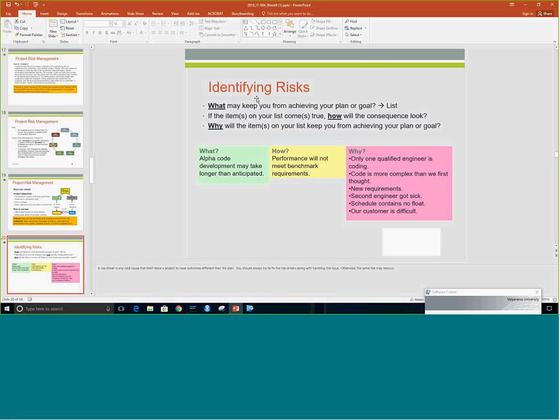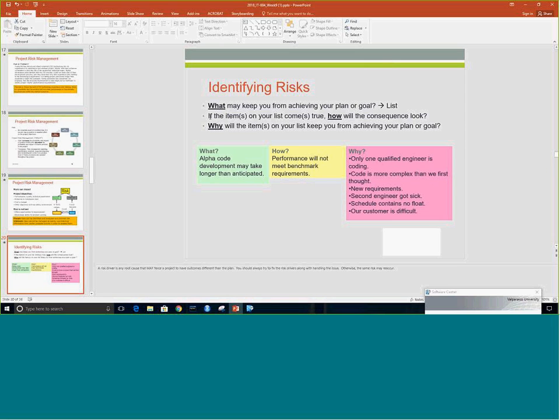So, yeah, I define risk. Ask people what may keep you from achieving your goal. Then make a list, right? Then for whatever you have on this list, first, what is it going to look like? How bad is it going to be? And that's your impact right there, right?